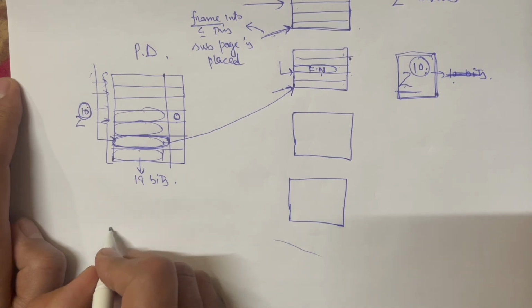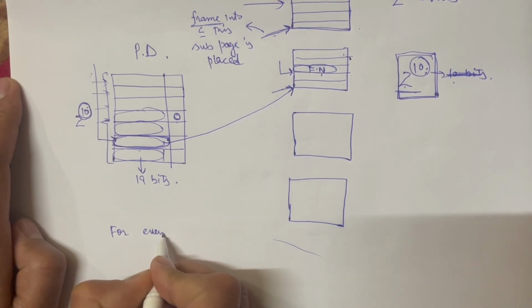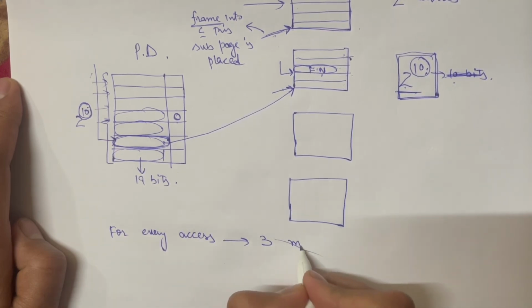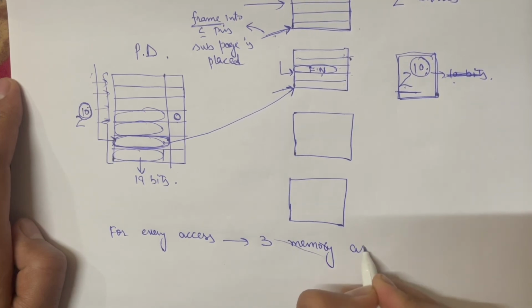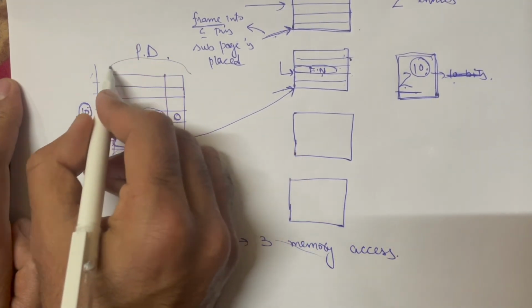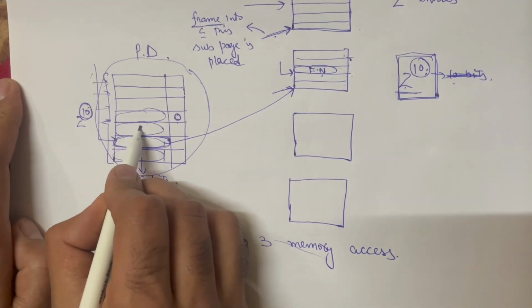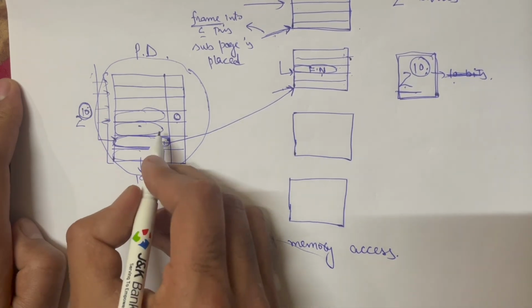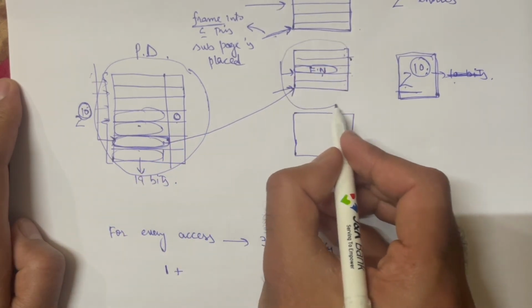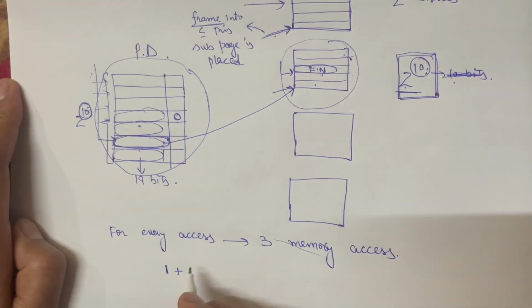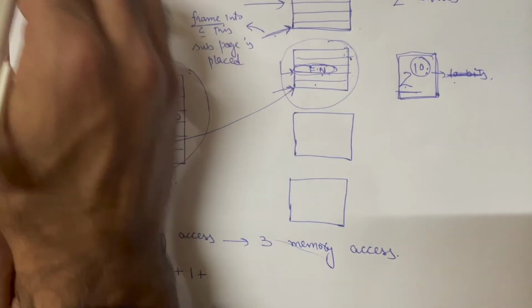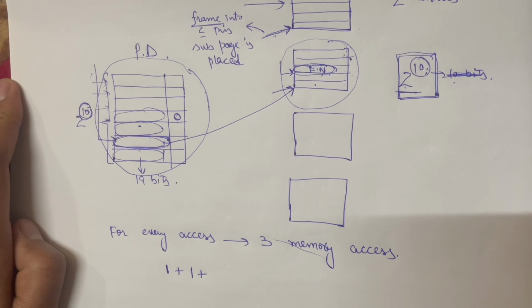But the disadvantage is that for every memory access, we have to do 3 memory accesses. Why 3 memory accesses? So first we have to access the page directory. Page directory will also be there in the main memory. So that is the first access, plus then second time we have to access the sub page table, that is again in the main memory, another access, plus, at the third time we will get this frame number and this offset, that will be the physical address, and using that physical address we have to again access the memory.